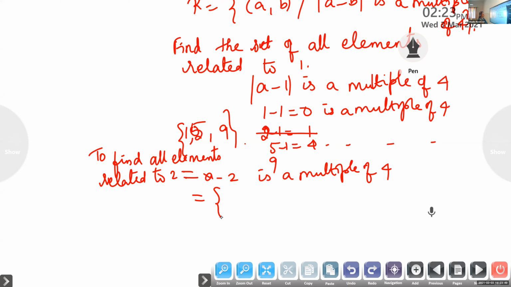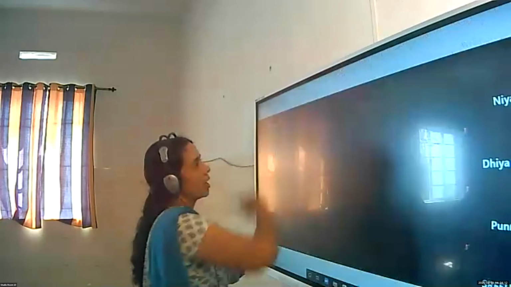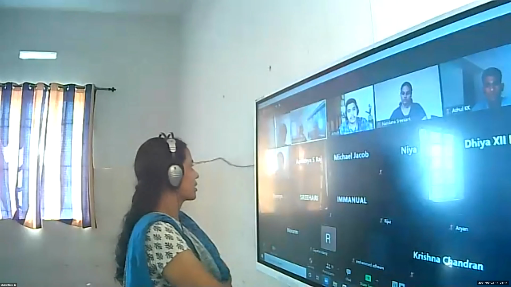A minus 2 is a multiple of 4. Is 2, then 6, 6, 10. 2, 10. Is it okay, children? How to find the element related to it? Is it okay?